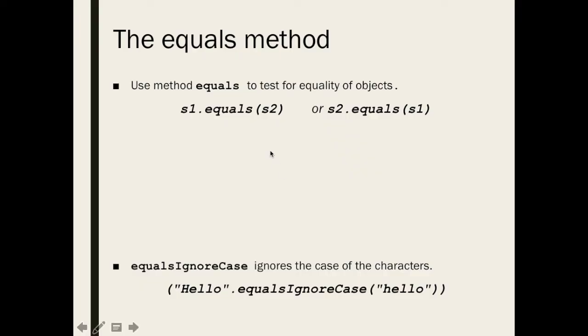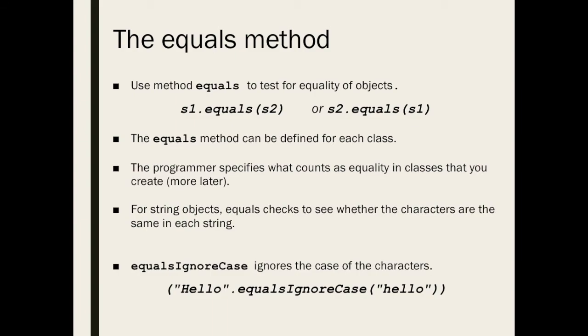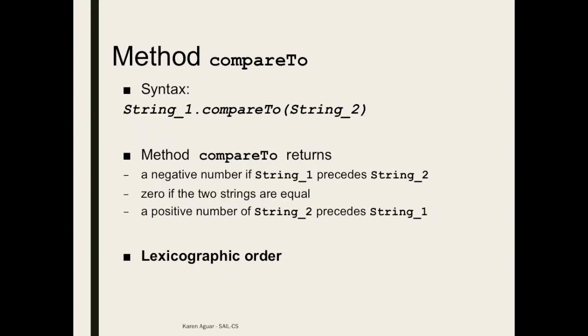So we saw that we could use the equals and equals ignore case method to compare two strings and see if they're equal. Well, this also works for other objects. So the equals method can and should be defined for each class. Later on in the semester, when you guys will be creating your own objects, you will define your own equals method. So the programmer will specify how we determine if two objects or if two different items of a class are equal. More on that later on. So for strings, equals checks to see whether the characters are the same in each string, unless you use equals ignore case, and then that just ignores the case of the characters.